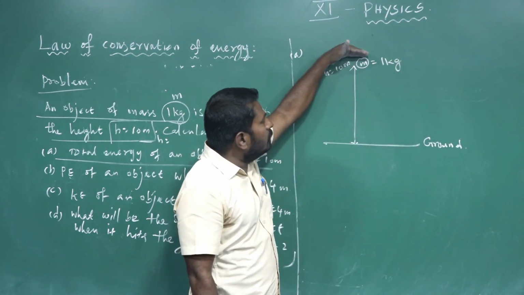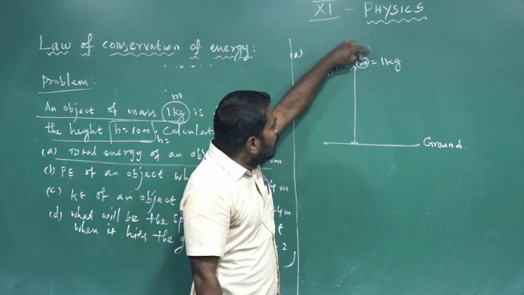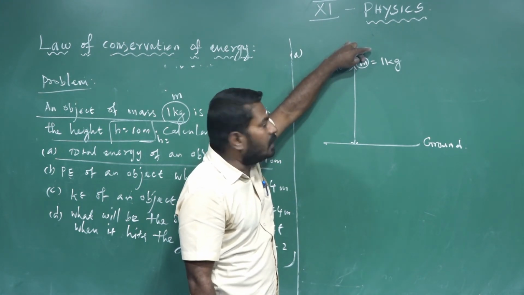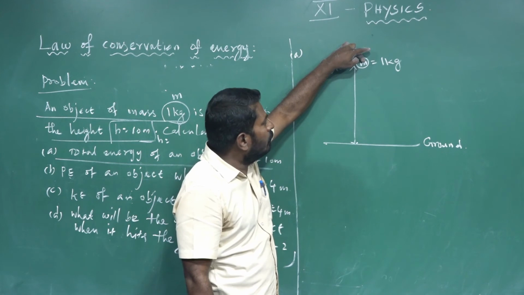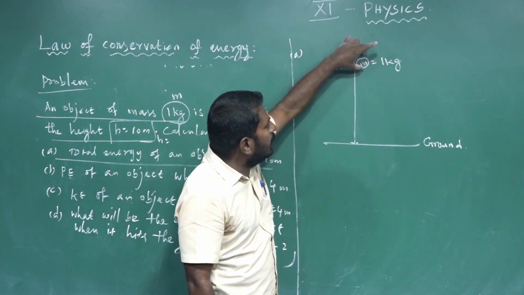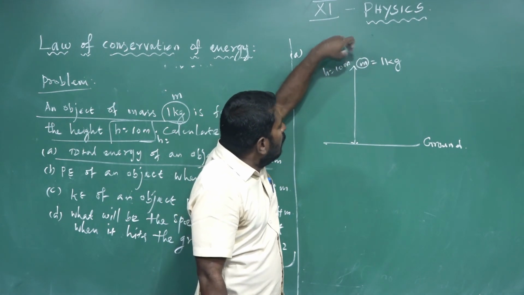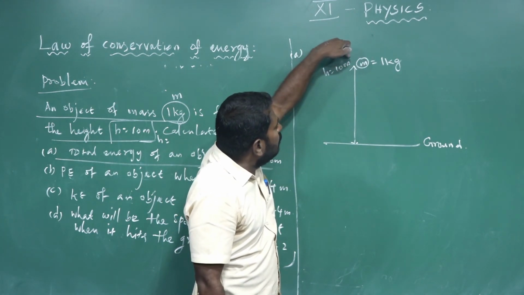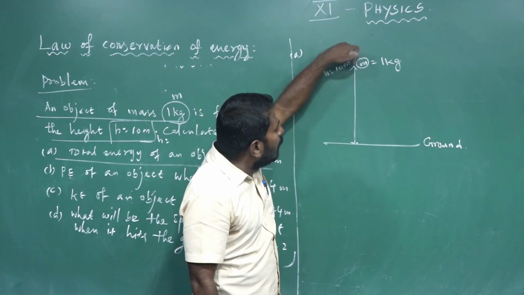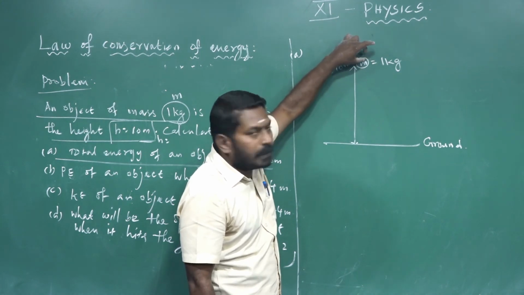At the height, the initial velocity of the object is 0. Then at that instant, the kinetic energy of the object is 0. The height of the object is 10 meters. Depending upon the height, the object possesses potential energy.